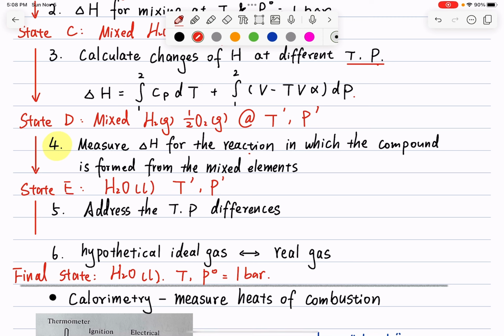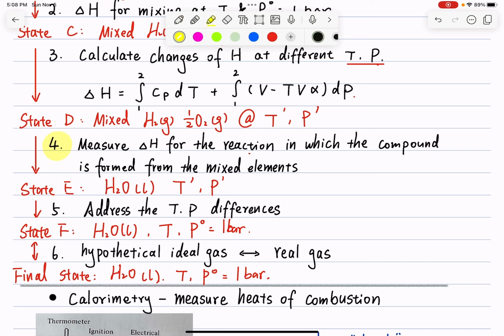And at the end, we can transfer it back to our standard state. So we have liquid H2O at our original T that we want, and also P naught equals 1 bar. If we were talking about a gas phase molecule, we would have to transfer that back to ideal gas from real gas, but now we're talking about liquid water, so we don't have to do that transformation.